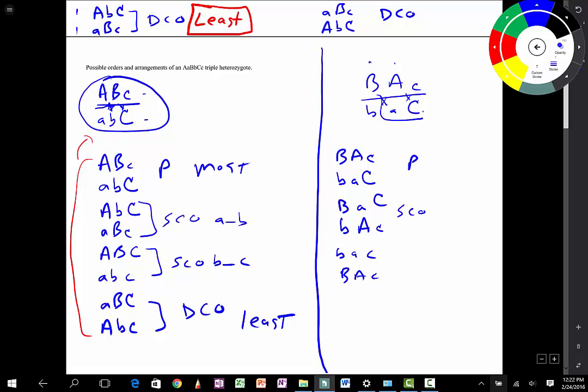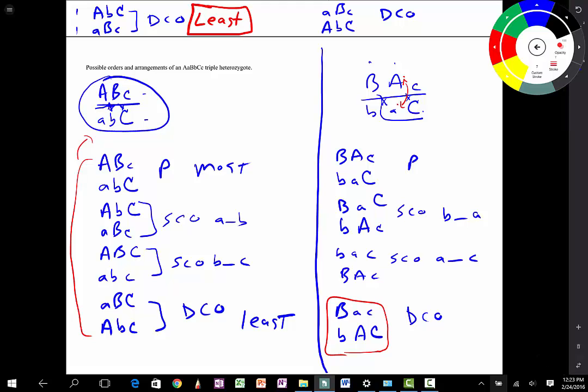So now this was a single crossover between B and A, this time, and this was a single crossover between A and C. And then for our double crossovers, the A in the middle is going to flip sides. So now we'll have big B, little a, little c, and little b, big A, big C. Here you can see that up here we've got big A on top, little a on the bottom. If we just flip those, it'll look like these guys. So that's where these parentals and double crossovers come from, and these will be the most, and these will be the least.